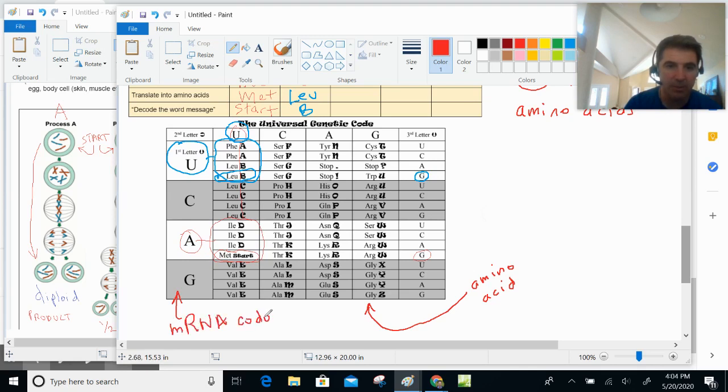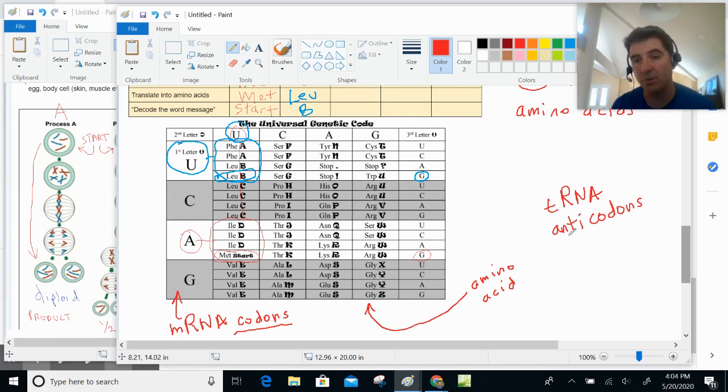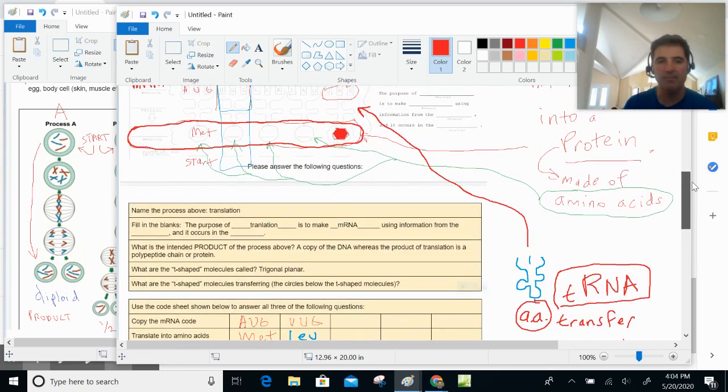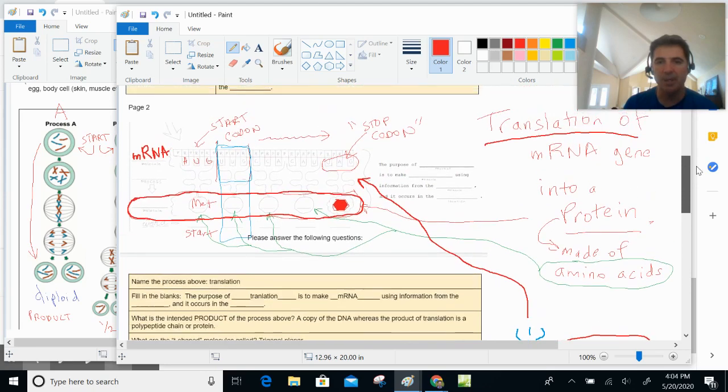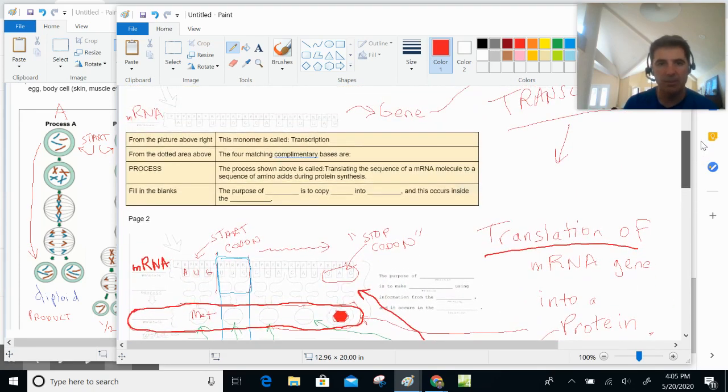Those are called codons. So mRNA has the codons, and tRNA has what are called anticodons. You don't really need to know that, I don't think, on this test, but they're called anticodons. They are the matching codons to the anticodons. And so they will bring the correct amino acid to build the protein. So I think that answered everything we got here, pretty much.